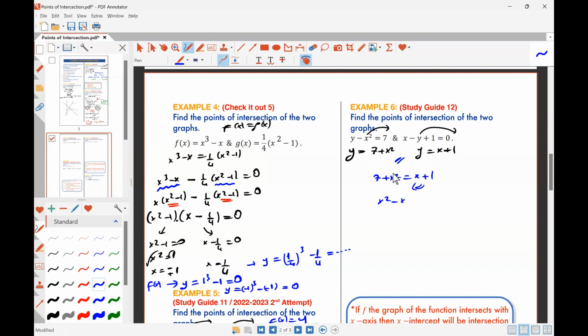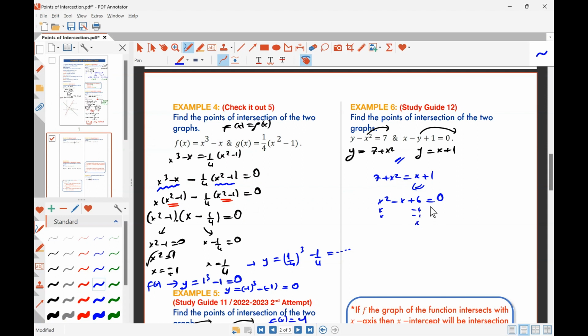1 to the left, it becomes 7 minus 1, which is 6. So can I factorize this? Let's try. X and x, 6 and 1. The sign is positive here. I should use negative for both because the middle term is negative. Negative 6 plus negative 1, the sum should give us the coefficient of the middle term. The product should give us the constant. The product gives me the constant, but the sum doesn't give me the middle term. So this is not true.